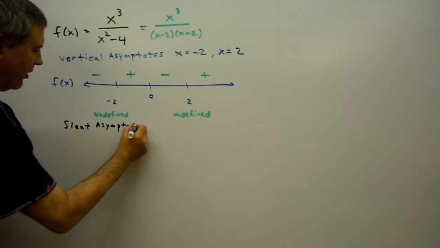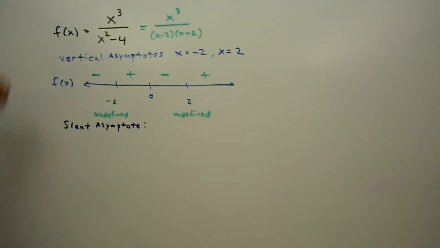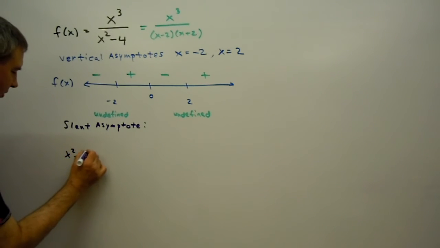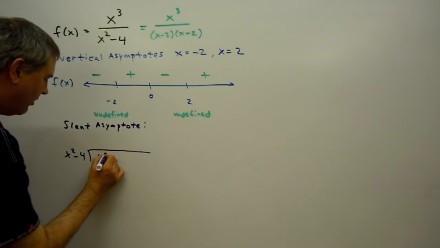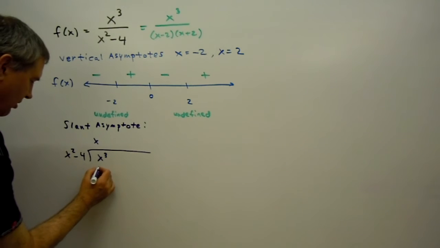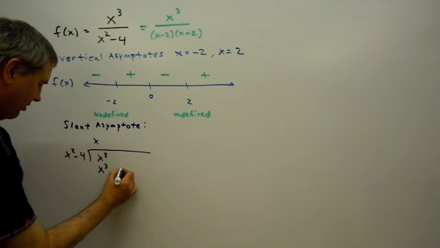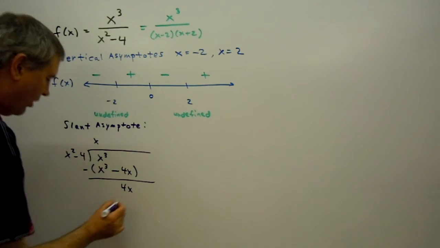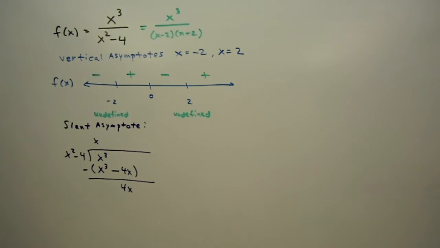And the indicator that we're going to have a slant asymptote is when the degree of the top is greater than the degree of the bottom. And the way we find that is to do long division. x squared minus 4, divide that into x to the third. x squared times x gives you x to the third. Multiply by x and subtract. That gives us a remainder of 4x. And we can't do any further division. So therefore, the slant asymptote is y equals x.